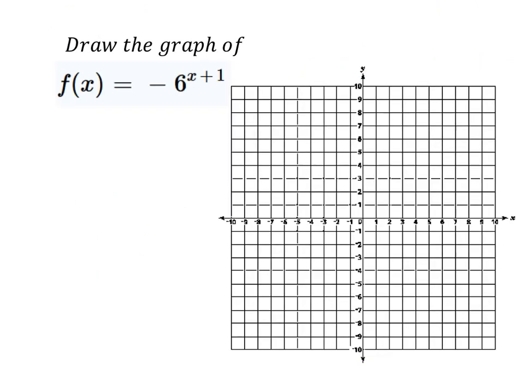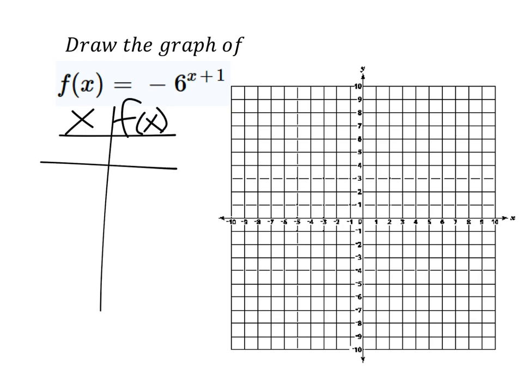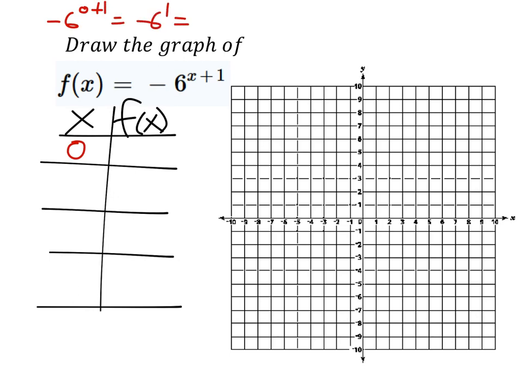All right, this is the opposite of 6 to the power of x plus 1 because there's no parentheses, right? So we have to keep that in mind when we're solving for these values of x and f of x. Again, you can use y if you want. Now, x plus 1, that's not too bad. If we said x is 0, just for a nice starter value, then we got negative 6 to the power of 0 plus 1, which is negative 6 to the power of 1, which is negative 6. 0, negative 6. Bam, there it is.